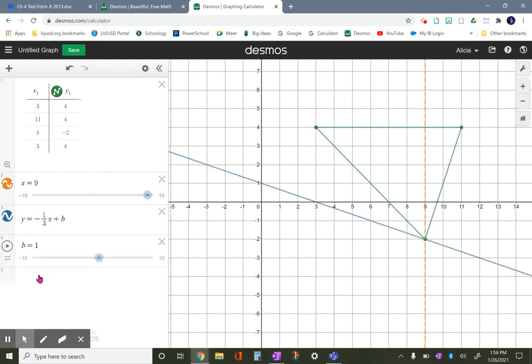So this is really cool. And what it will do is if you change the value of b to make it negative, you're going to see it's going to go down. So I'm going the wrong direction.